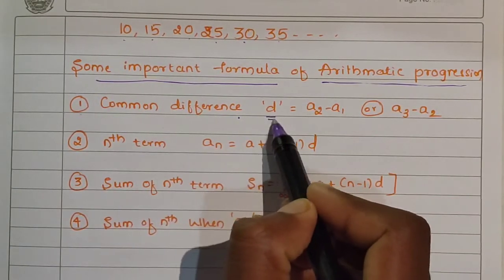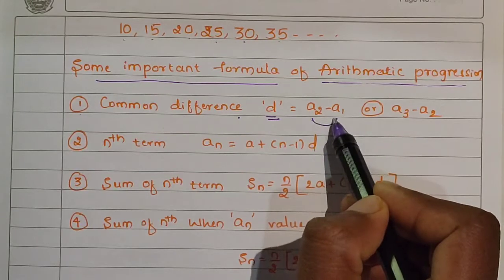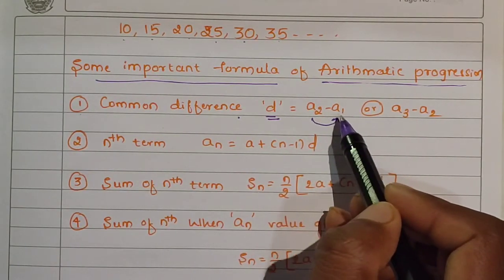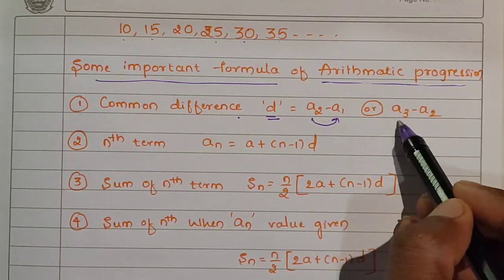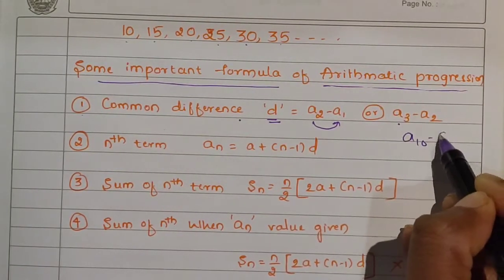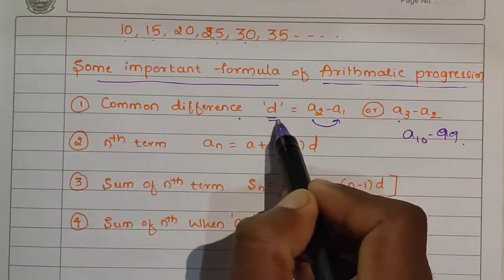The symbol is d. The common difference can be calculated by a2 minus a1, second term minus first term. Not only second term minus first term, you can subtract any consecutive terms, third term minus second term or 10th term minus 9th term, a10 minus a9. Like this you can calculate the common difference d value.